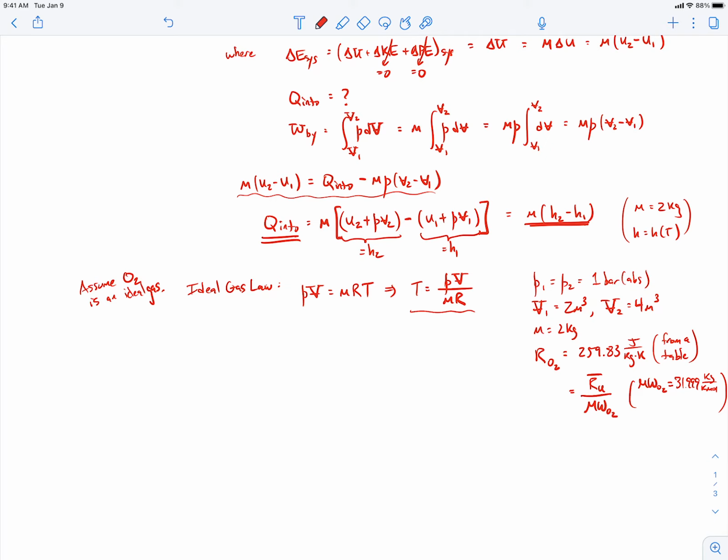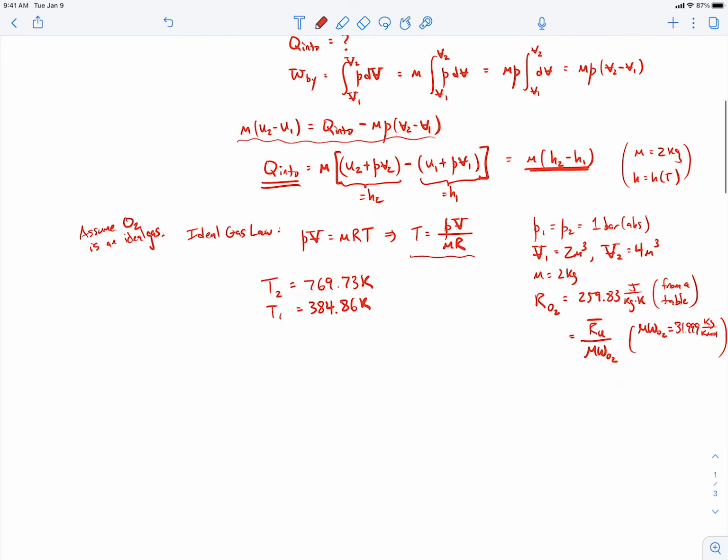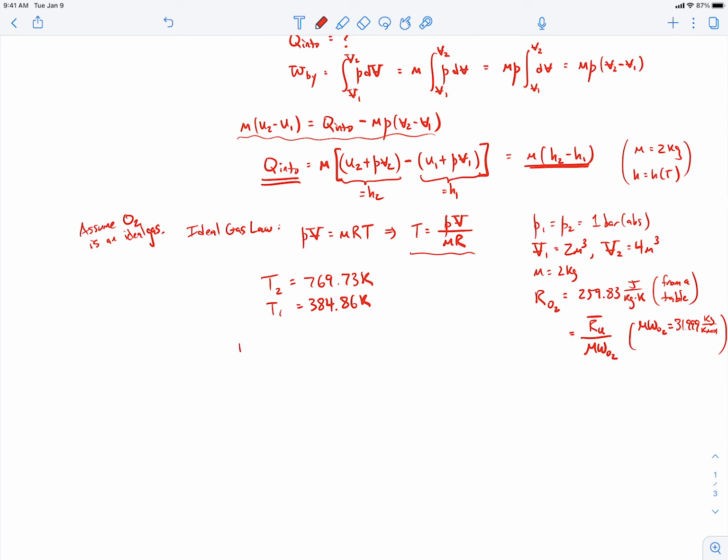But anyway, we have the gas constant for oxygen looked up, so we can find the temperatures. So we'll find T2 comes out to be 769.73 Kelvin, and T1 is 384.86 Kelvin. So now that we have those temperatures, we can find the specific enthalpies.